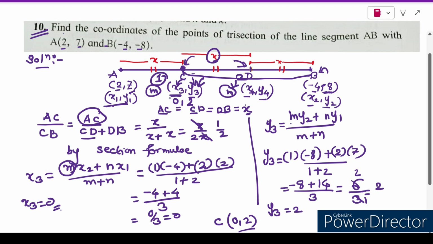Now this is C (0, 2). The point D is the midpoint of segment CB. Now by using the midpoint formula, we can easily find the values of x4 and y4.